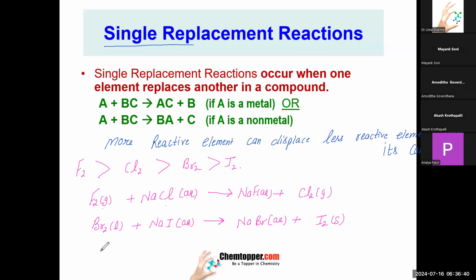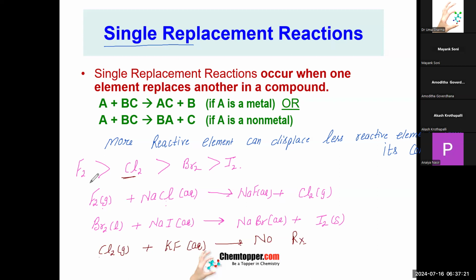Now let's see this one. I2 solid. Okay, let's not take solid. Let's take Cl2 gas with KF. Do you think this reaction can take place? No, no reaction, no change. We already know Cl is less reactive than fluorine. So Cl cannot kick out fluorine from its compound. We are good with this?